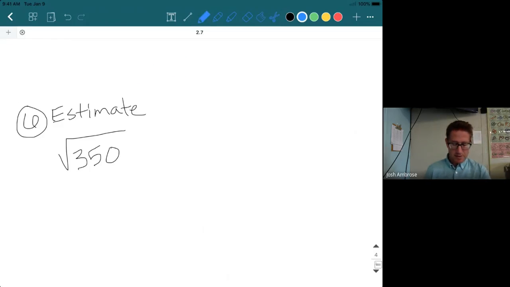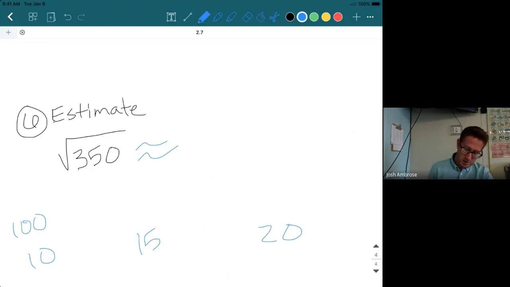Okay, now let's do one more estimate here. 350. All right, so we know that we're going to be giving an approximate. We know that it's an integer, so don't worry about the decimals. Now let's think. If we could use a little bit of the bookend method, if we had, let's see, 10 times 10, that's 100. If we had 20 times 20, that's 400. All right, so we know that we are dealing with a number that's going to be in between 15 and 20. Why do I know that? Because 10 makes 100, 20 makes 400, and 350 is much closer to 400.